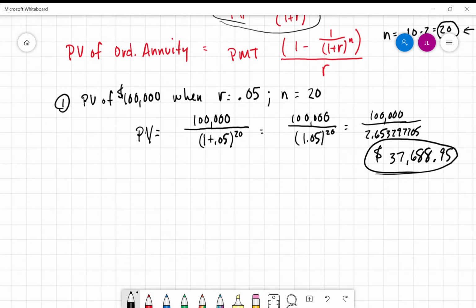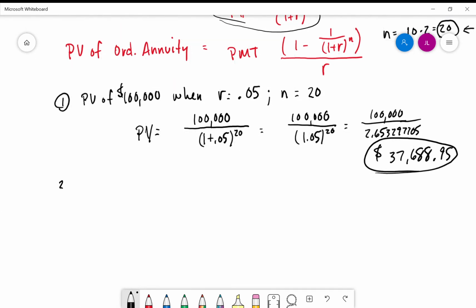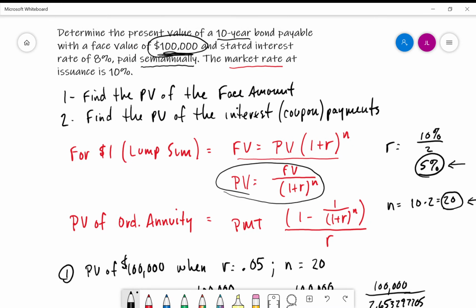Now, the second part of this, if you remember, is finding the present value of the coupon payments. So what's our coupon payment? Well, if we scroll back up, we'll see we had 8% paid semi-annually. Okay, that 8% is based on the $100,000. Now we're not using market rate here, we're using the coupon rate on the bond because that's what's important to us for calculating the coupon payment.